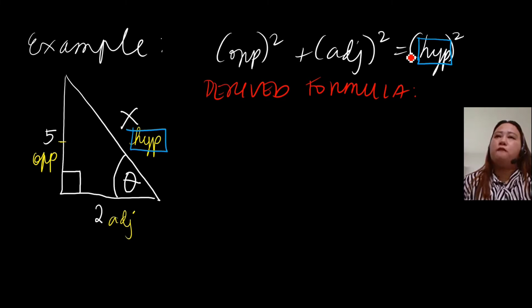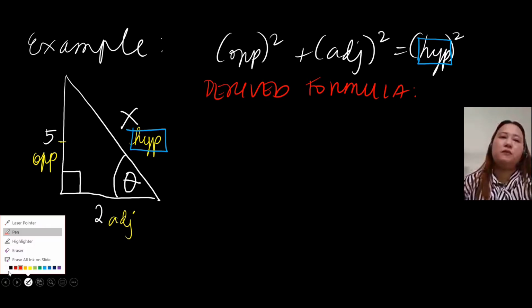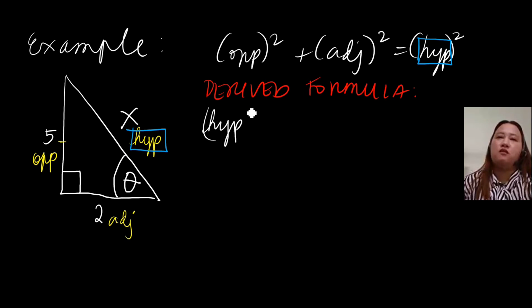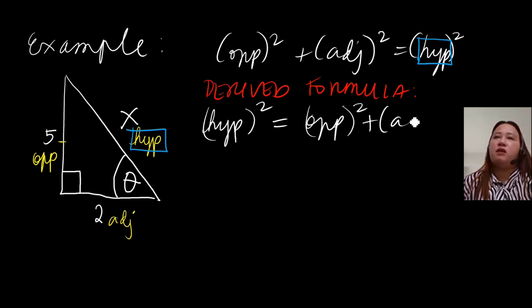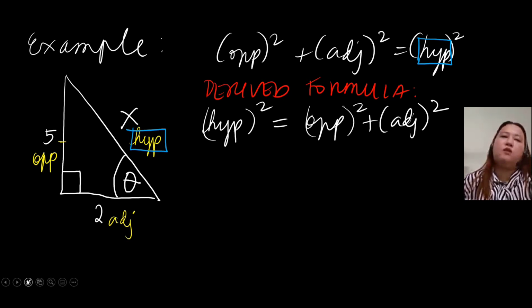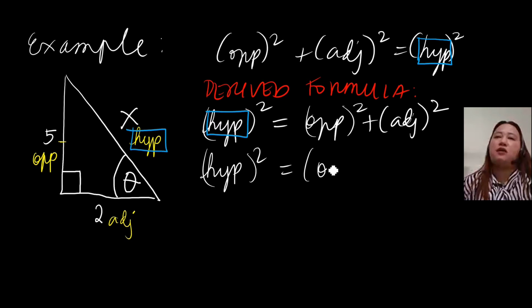First, since this is an equation, we can write it this way. Hypotenuse squared equals opposite squared. You just write the one on the left to the right, and vice versa, plus adjacent squared. And again, what we need is hypotenuse only. Hypotenuse. We do not need the square. If you can remember, in removing the square, I'll just rewrite it again.